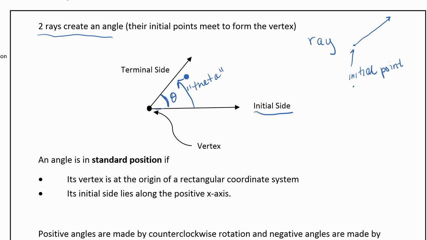So a lot of times we'll want to put our angle in standard position. So our angle is in standard position if the vertex is at the origin of the rectangular coordinate system and the initial side lies along the positive x-axis. Okay, so if we have our x and our y plane, I'll put our angle in red here. So we start at the origin, we put our initial side along the positive x-axis, and then we'll rotate to get our angle, okay? But if it's in standard form, our initial side will be along the x-axis.